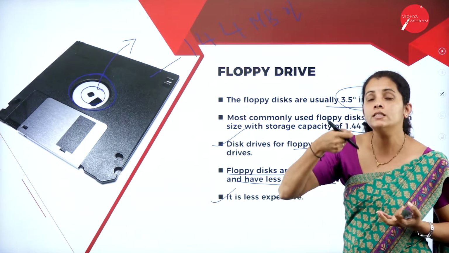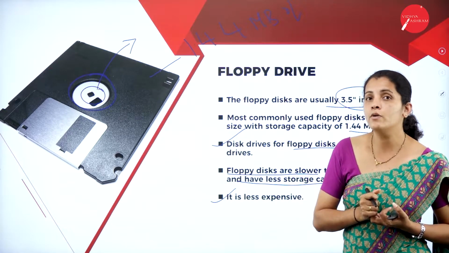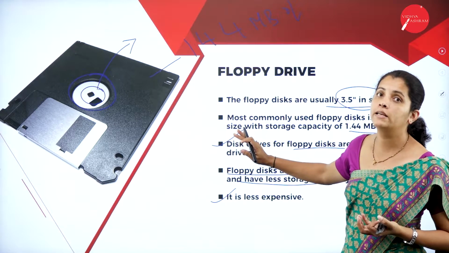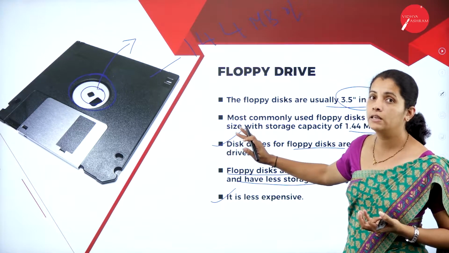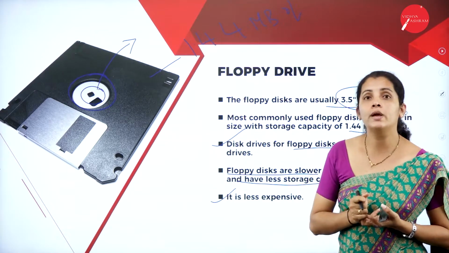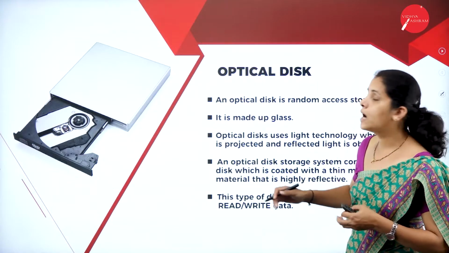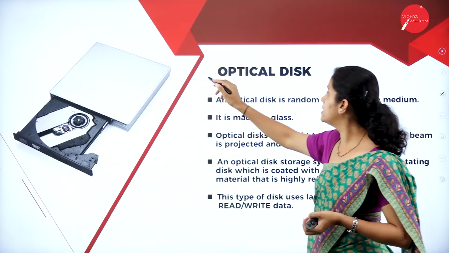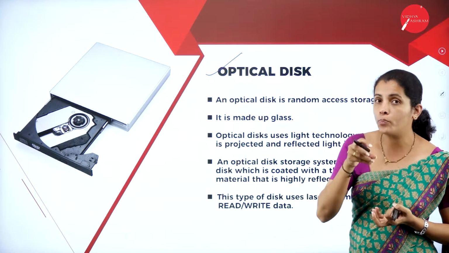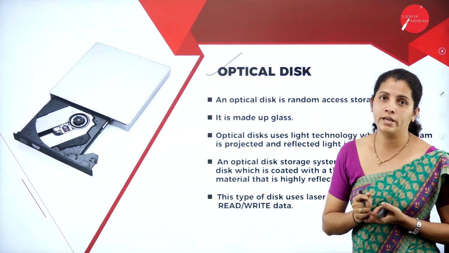That means to insert my floppy disk, I require a floppy drive, and it is less expensive compared to magnetic tape and magnetic disk. Along with that, it provides very little storage space. Moving further, I'm going to have the optical disk. Now tell me why I require an optical disk and what is the use of an optical disk.